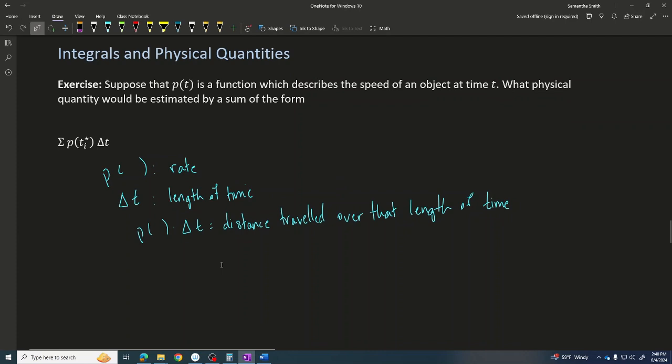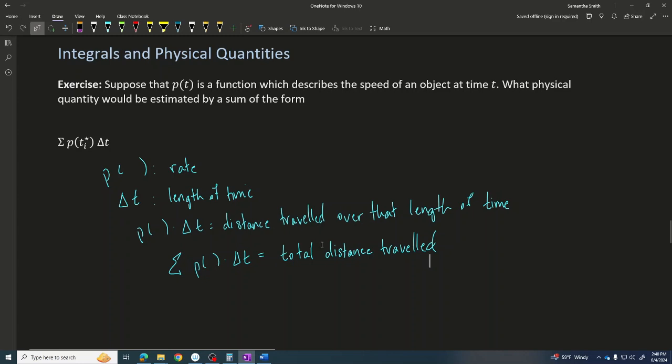And if I took a sum of those products, a sum of rates times times, then this would give me a total distance traveled. We noted in our very first episode that the result of this sum would just be an estimate for the total distance traveled, because this assumes that the speed of the object is constant in between our data points.